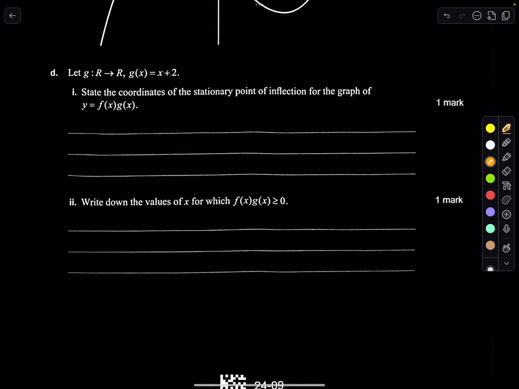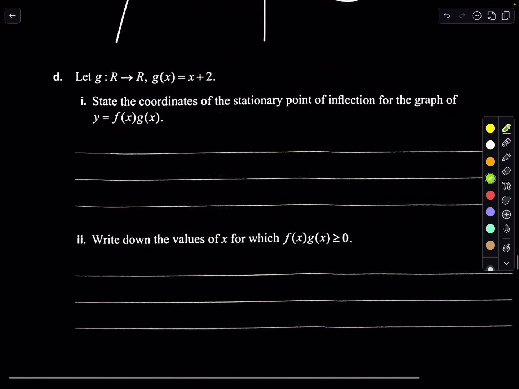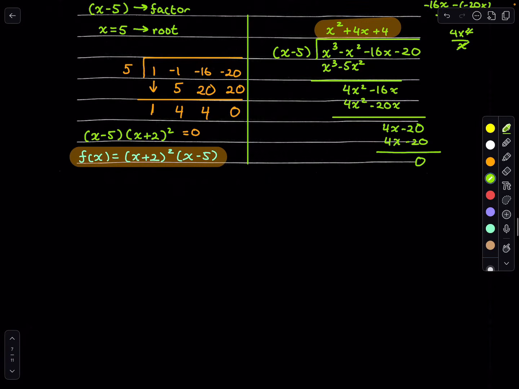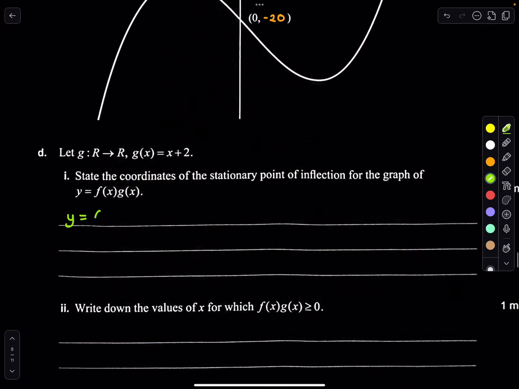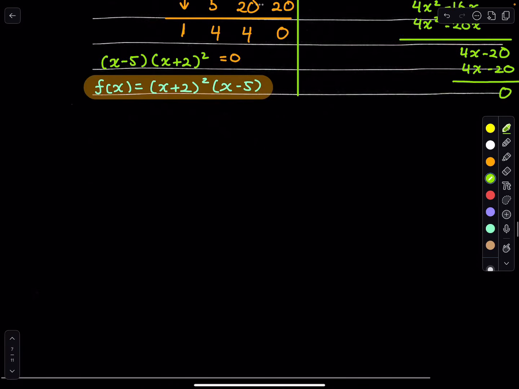Let's look at the question. Let g be a function which has a domain of the real numbers, and g(x) is x plus 2. State the coordinates of the stationary point of inflection for this graph, f(x) times g(x). Okay, let's do it. So we're just multiplying the functions, basically. So you know f(x) was, let's use the factored form, (x plus 2) squared, (x minus 5). Just let me double check that it's the same.